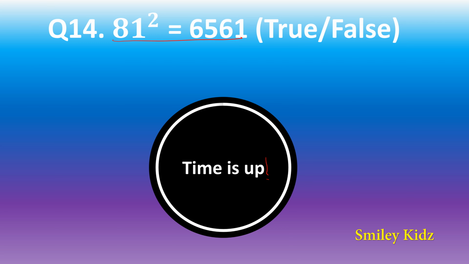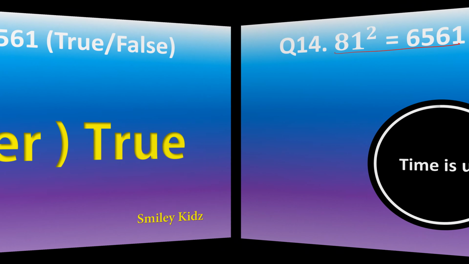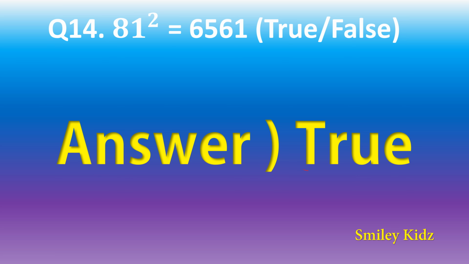Your time is up. And the right answer is true. 81 square means 81 multiplied by 81, that is equal to 6561. As I've already said, if you want to solve squares in fraction of seconds, you can learn the rapid trick, which is going to be the next part. Okay.